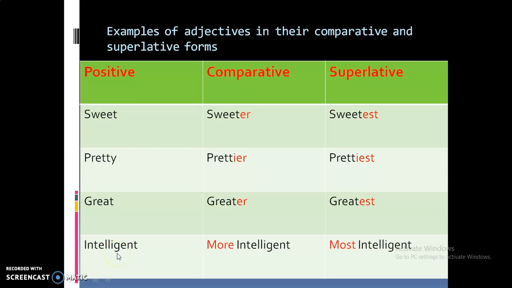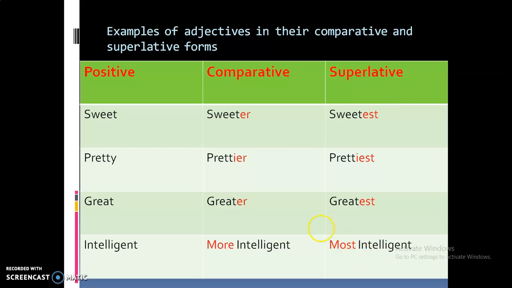And see this last example, intelligent. We cannot add er here. Intelligenter is ungrammatical, and intelligentest, such a word does not exist. So how do we change this positive word into comparative or superlative? We have to add more before this adjective. So intelligent becomes more intelligent in the comparative degree, and most intelligent in the superlative degree. You can say Tom is the most intelligent boy in the class.